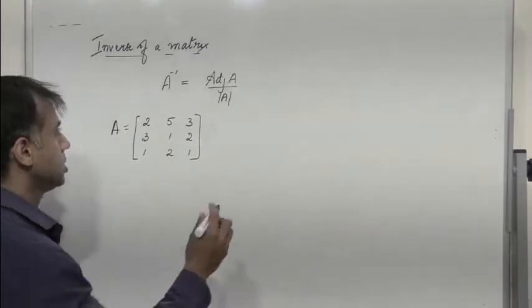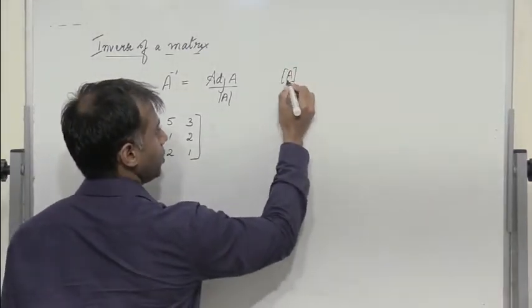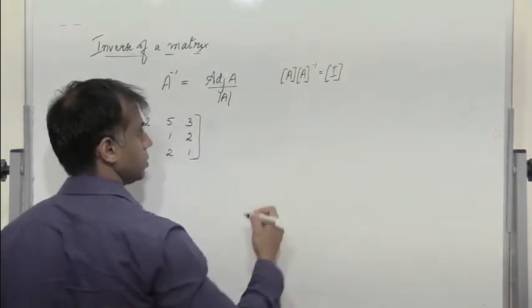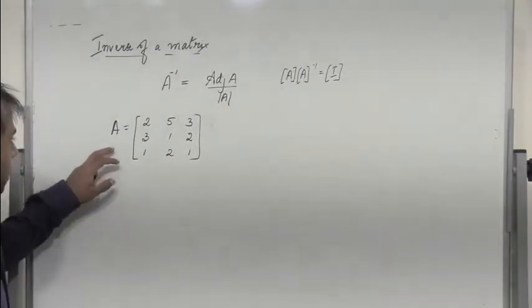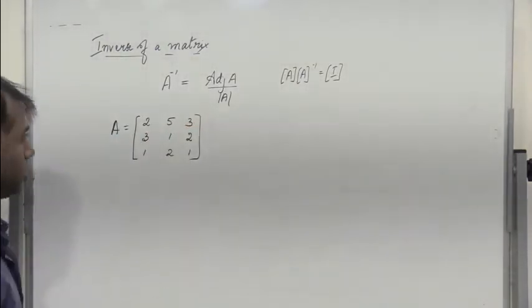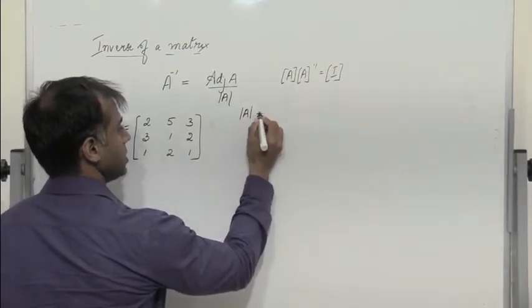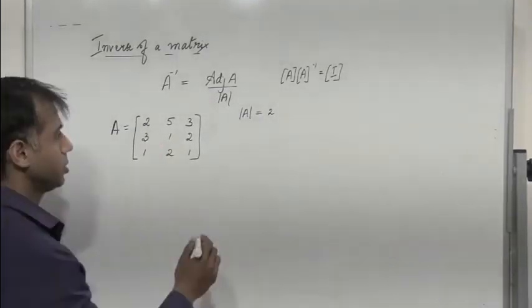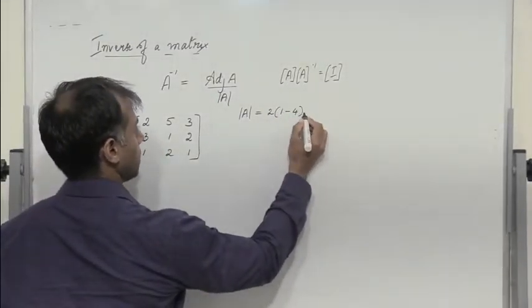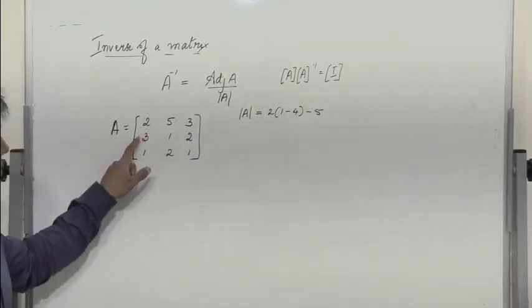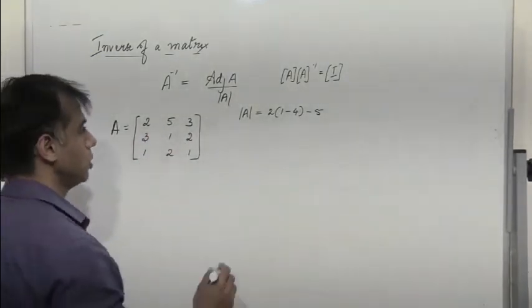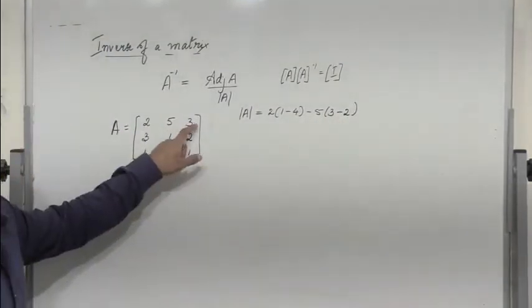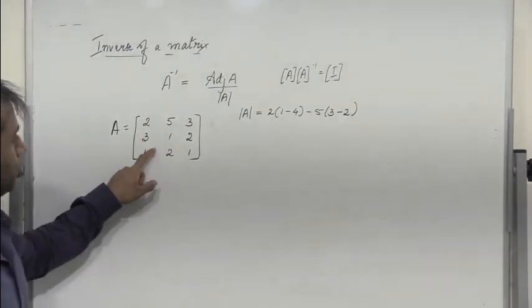So what do I mean by inverse? When I multiply matrix A with its inverse, I get the identity matrix, the unit matrix. So to find the inverse of a matrix, I need its determinant. So determinant A is, the element 2 into 1 into 1 minus 2 into 2, minus 5 into 3 into 1 minus 1 into 2, plus 3 into 3 into 2 minus 1 into 1.